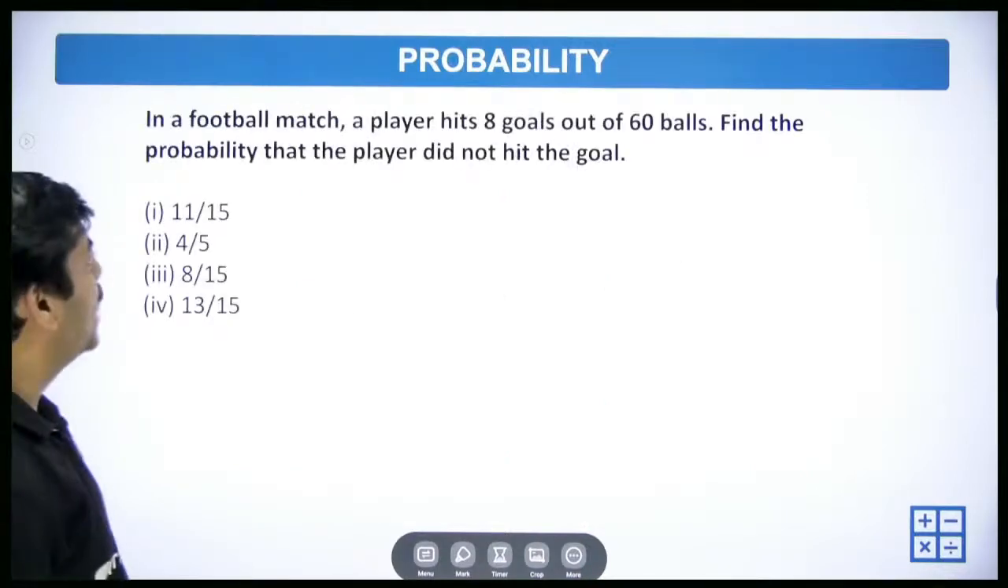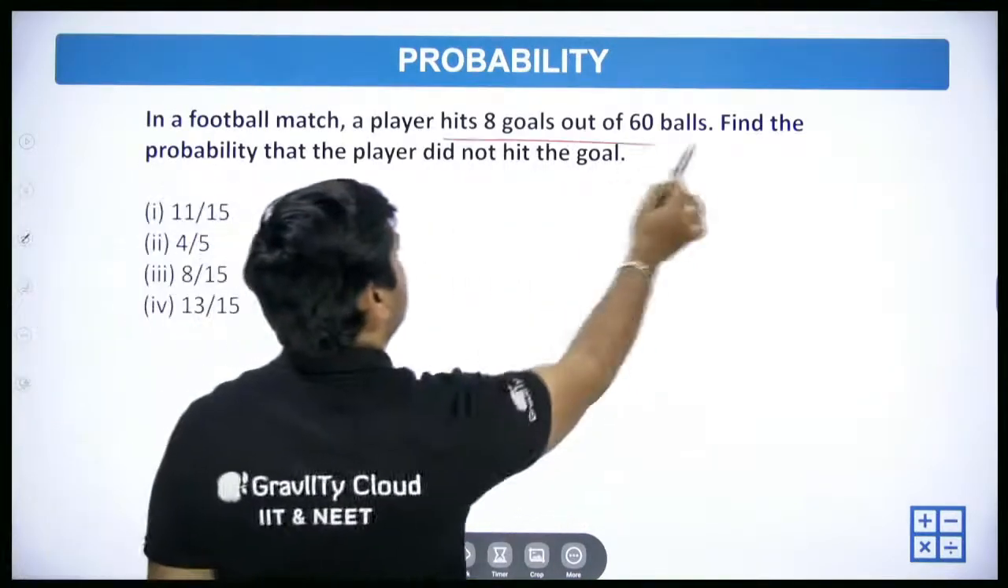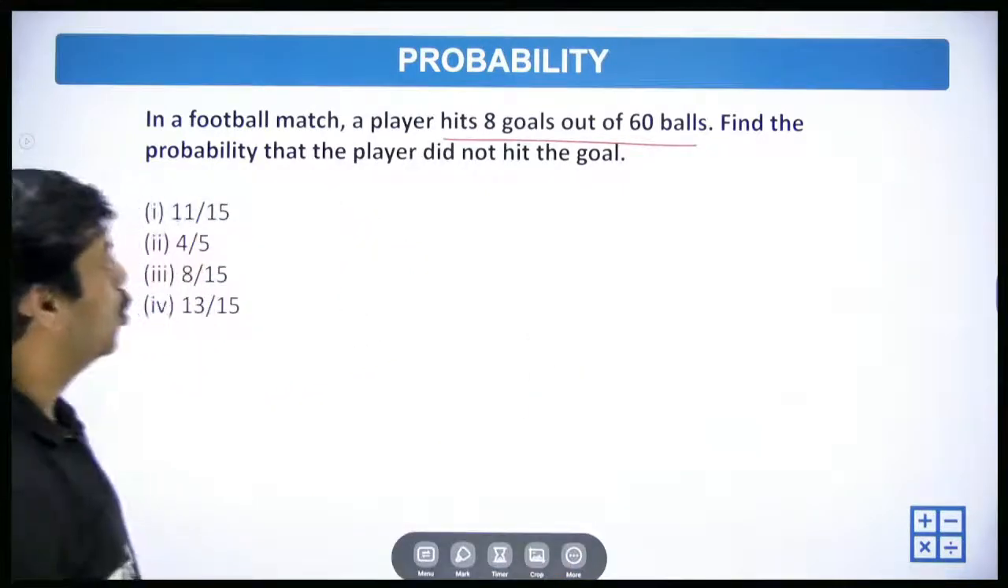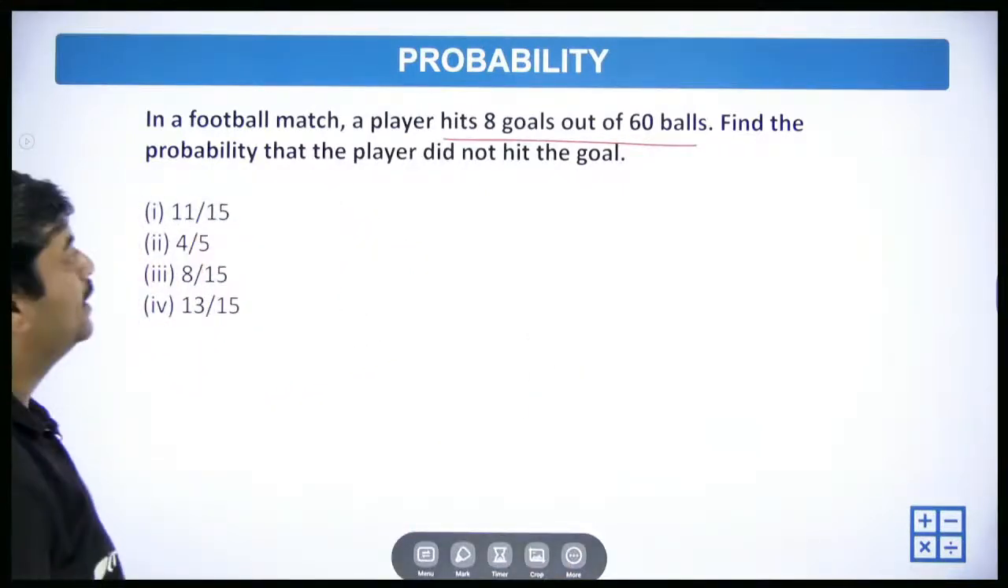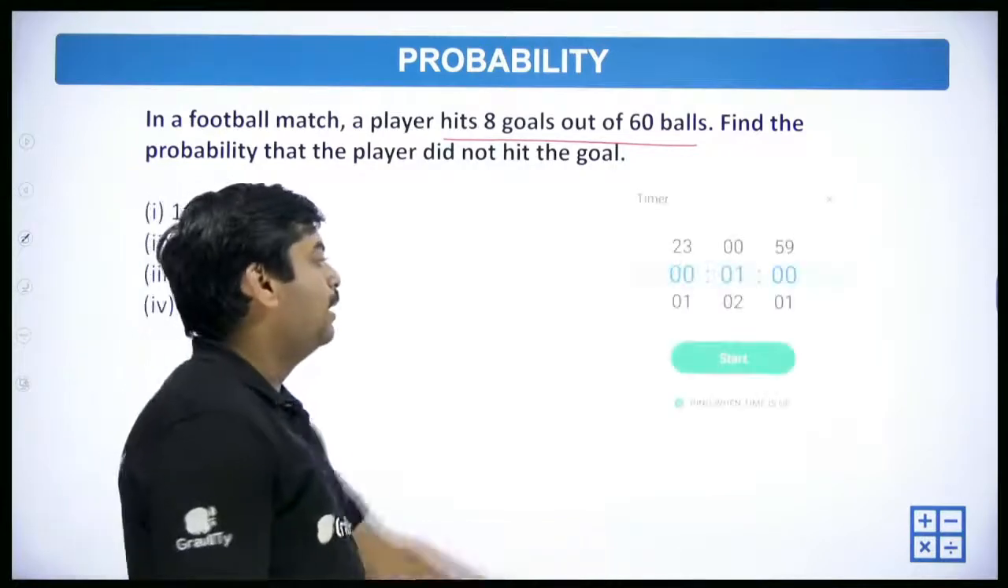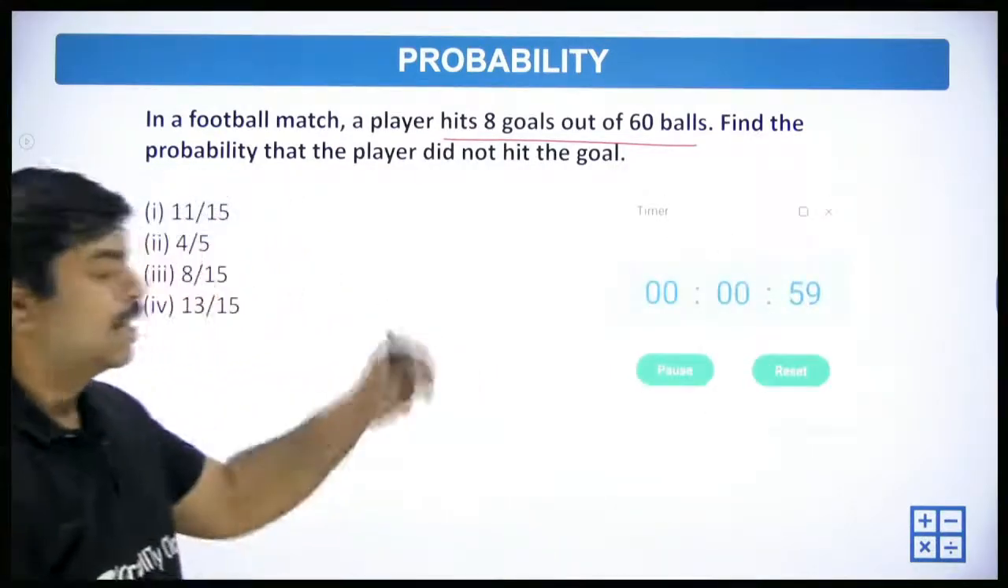In a football match, a player hits 8 goals out of 60 balls. Find the probability that the player did not hit the goal. So please quickly do that.